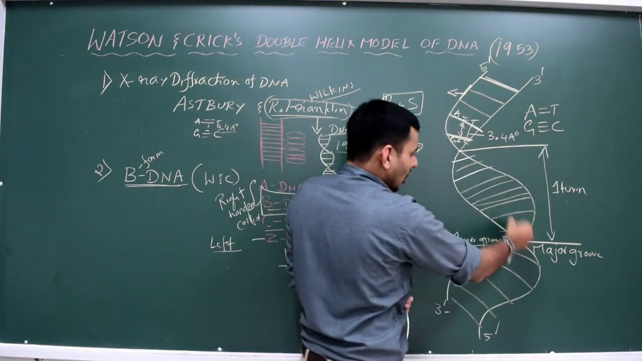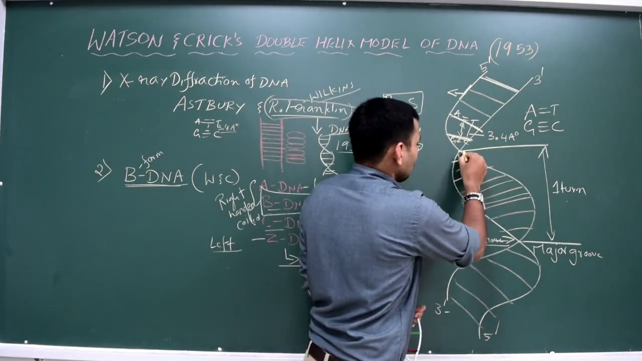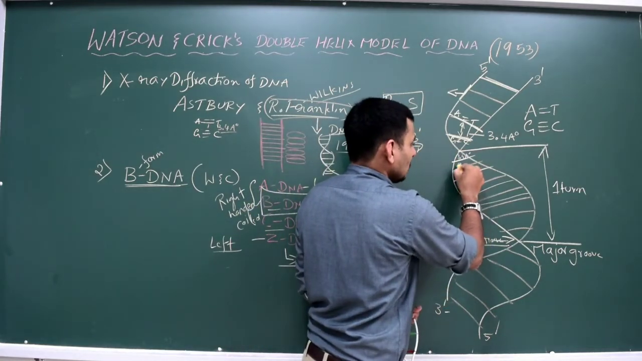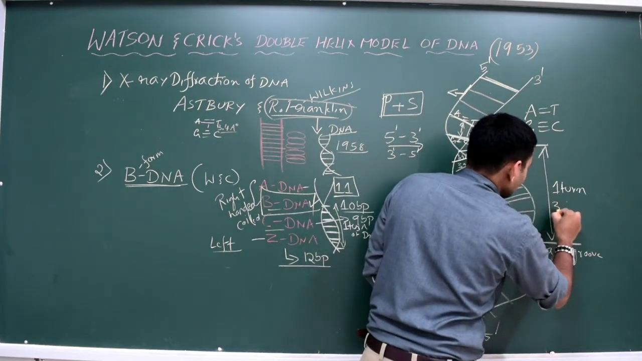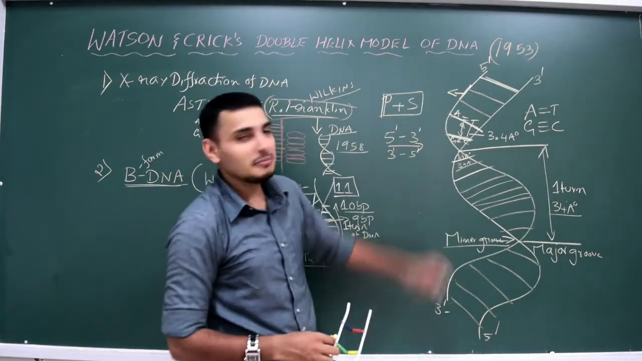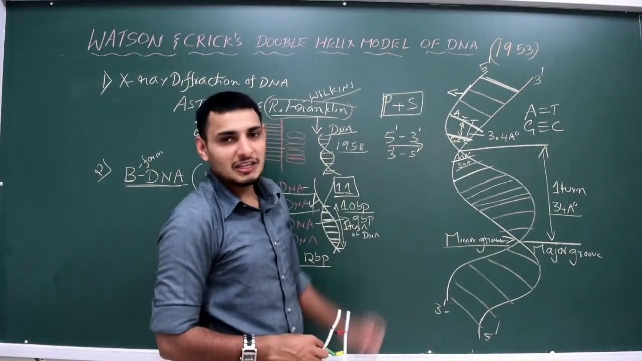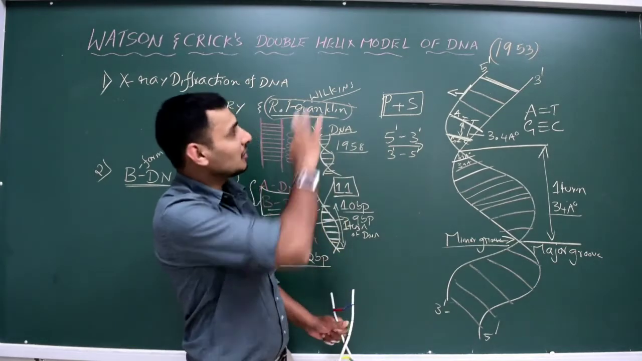If you count how many base pairs are there, 10 base pairs are there. So if it is 3.4 Angstrom each, the total length of one turn is 34 Angstrom units. Remember it, because it contains 10 base pairs and the distance between each base pair is 3.4 Angstrom units. That's all about the double helix model of DNA.